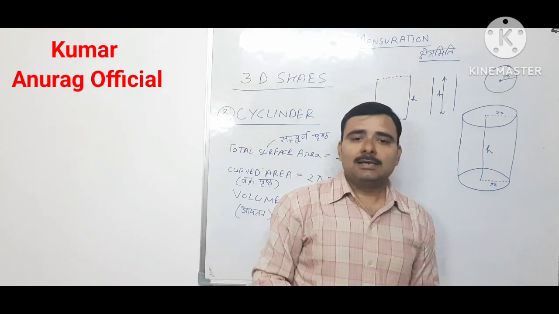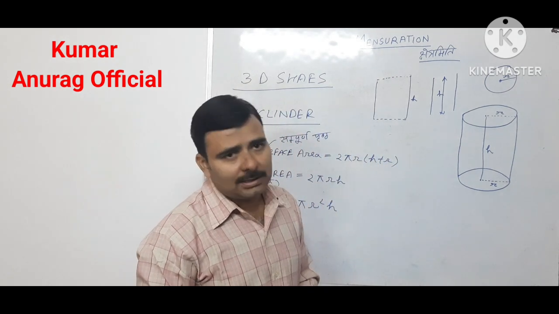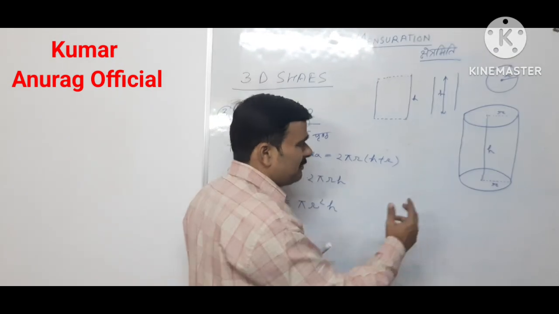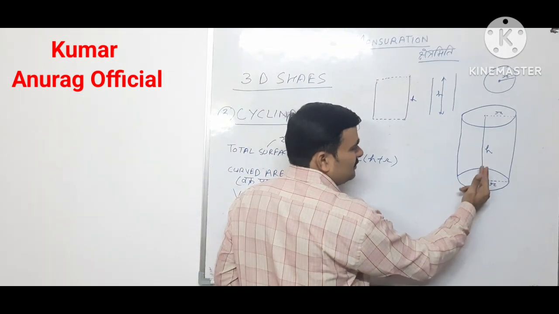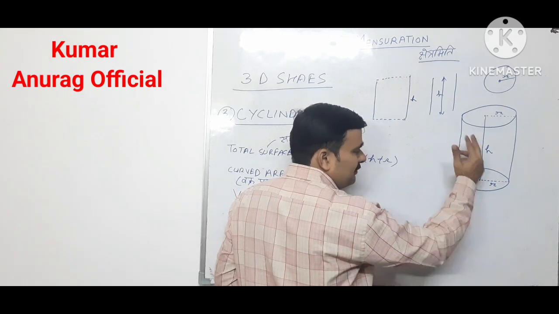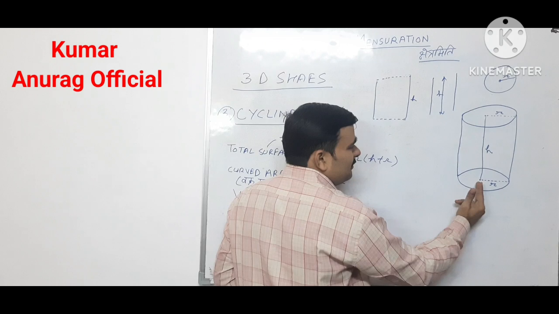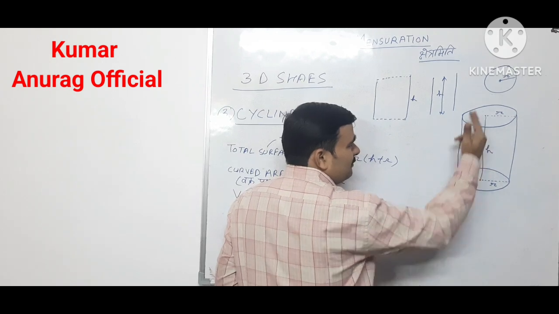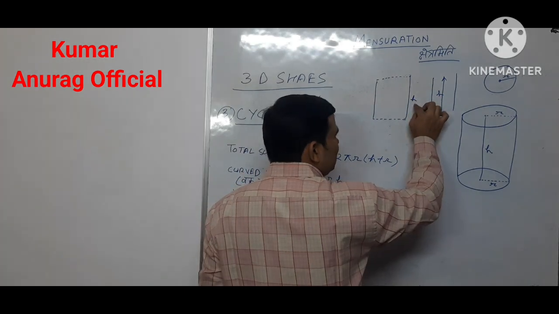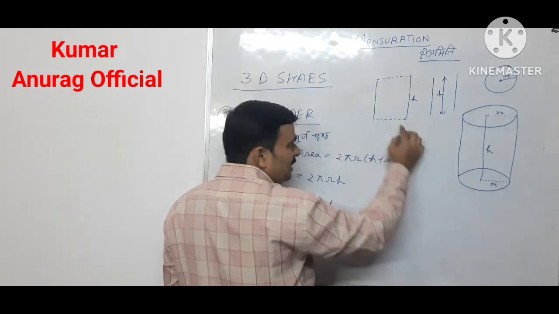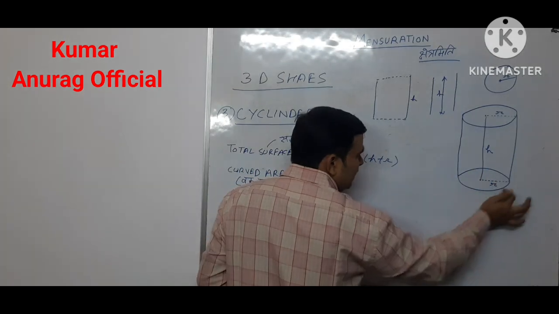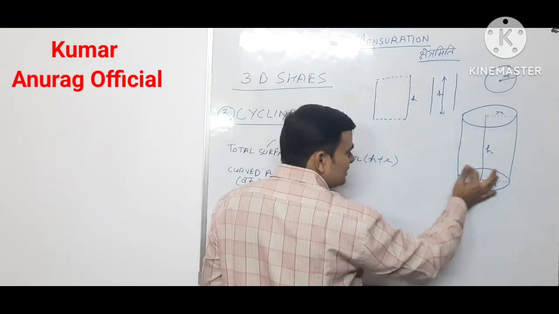What is curved area? Whenever we discuss curved area, understand this. The curved area is what we get when we cut the cylinder vertically from any point, and we get a shape like that. Here that is h, and that is the part that, when folded, becomes a circle.